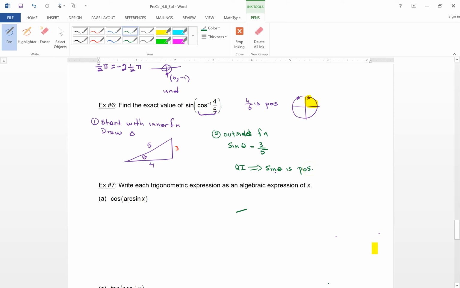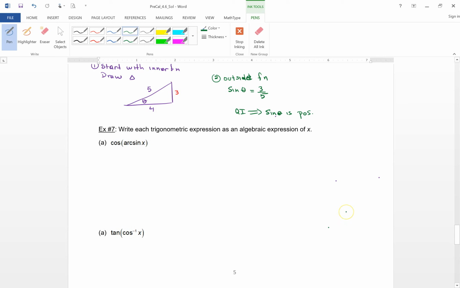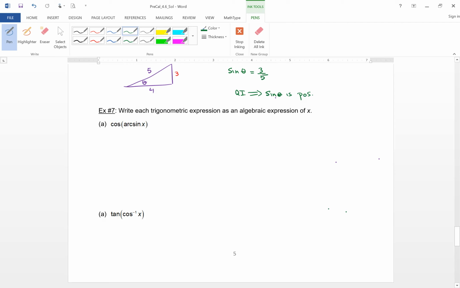In quadrant 1. Okay? So if we were supposed to be in quadrant 4, you would have had negative 3 over 5. All right, one more. These are even more fun. All right. Okay, so cosine of the arc sine of x.